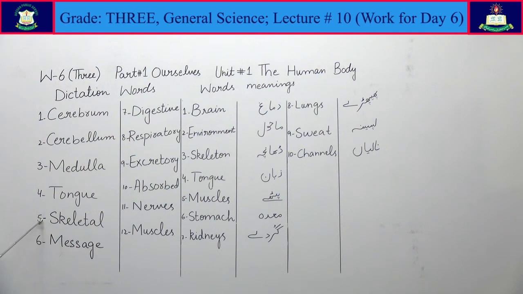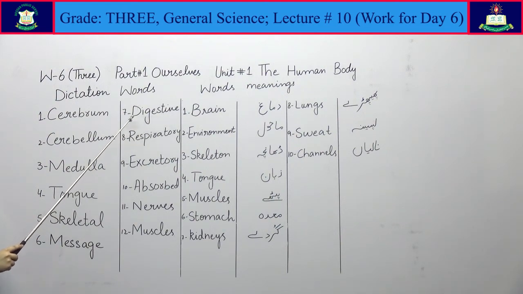Fifth word is skeletal. S-K-E-L-E. T-A-L. Tal. कंबाइंड वर्ड क्या है? स्केलेटल. सिक्स्थ इज मैसेज. M-E-S-S-A-G-E. मैसेज. फर्स्ट इज cerebrum. सेकेंड cerebellum. medulla, tongue, skeletal, message.